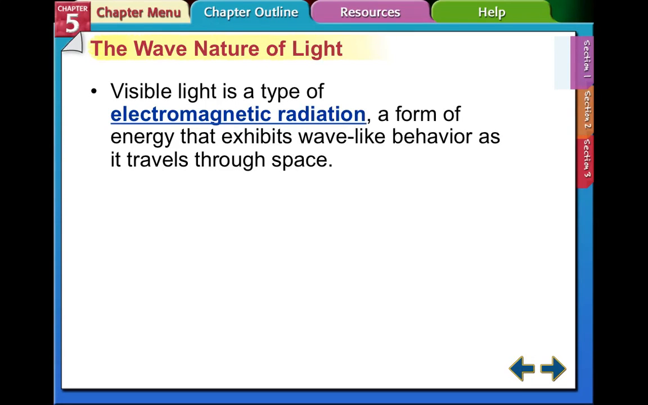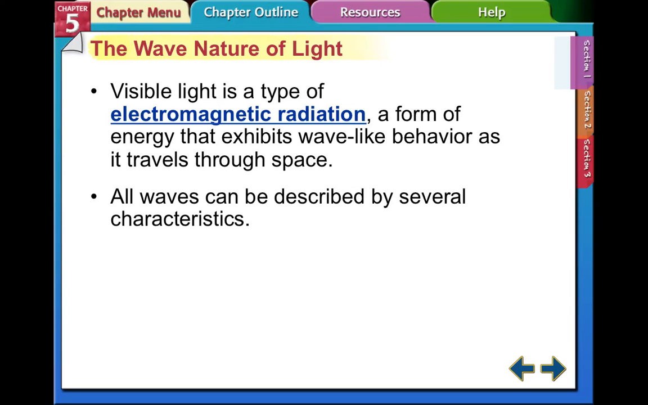All right, so you notice that when those elements hit water that they gave off light. Okay, so we're still studying that light. So we need to go into a little bit of physics here. Visible light is a type of electromagnetic radiation, a form of energy that exhibits wave-like behavior as it travels through space. All waves can be described by several characteristics.